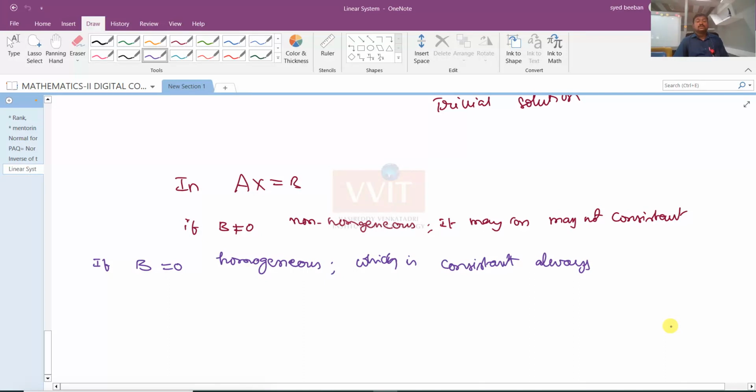Now, if you learn a little more about the given linear system Ax is equal to B: if B is equal to 0, the system is said to be homogeneous, and if B is not equal to 0, it is said to be non-homogeneous. For a non-homogeneous system, a solution may or may not exist. If B equals 0, the system is homogeneous, which is always consistent.